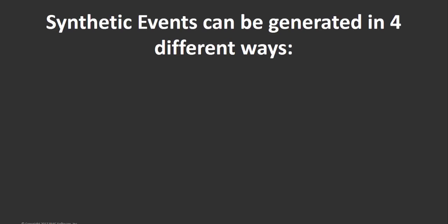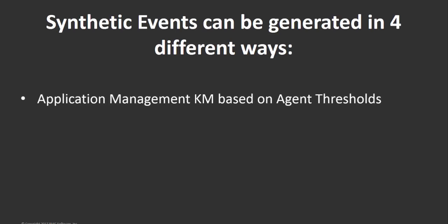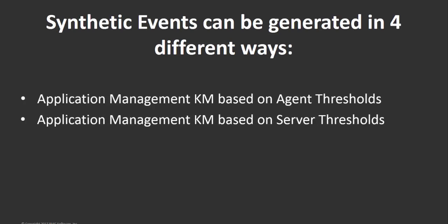Before we get started, it is important to understand that there are four different ways that synthetic events can be generated. The first way is when an agent threshold is violated via the Application Management KM. Another way is when a server threshold is violated via the Application Management KM. A third way is when an SLA is violated. And the last way is when a synthetic metric rule is violated.